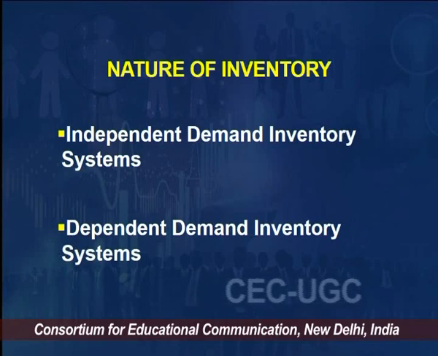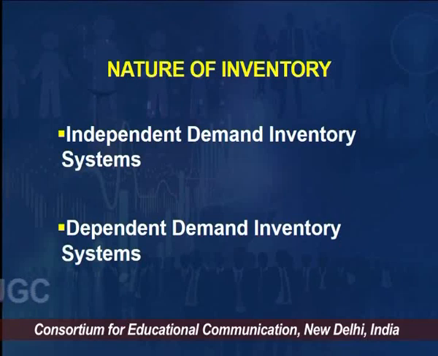So overall it becomes the cycle time. Cycle time means the wait time plus moving time plus queue time plus run time plus setup time. That is also very important for inventory management, to know the overall time taken to make a product. Now let us see what are the various types of inventories, or what is the nature of inventory. There are independent demand inventory systems, and then there are dependent demand inventory systems.